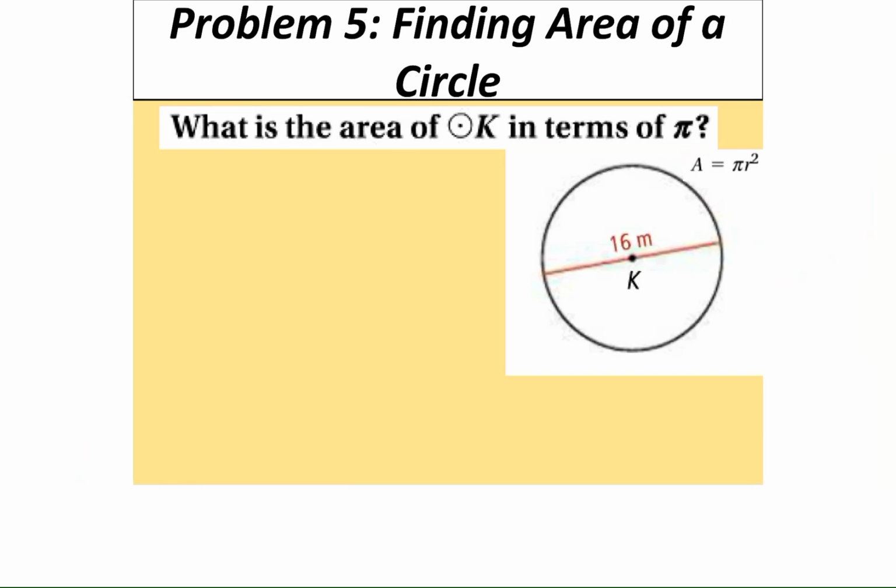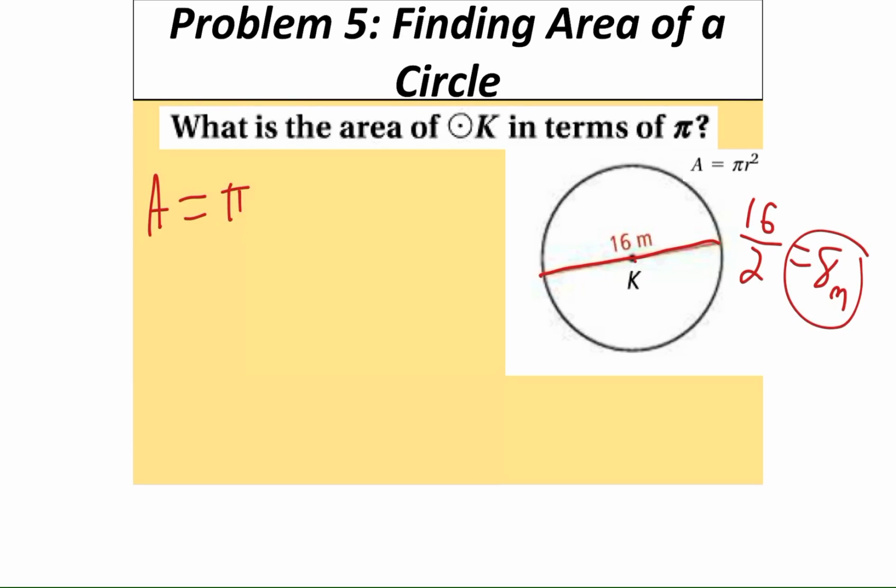One more problem. We're going to find the area of this circle. Since we're finding the area, we need to use the formula pi times the radius squared. But we were not given the radius of this circle. We were given the diameter. So we have to divide by 2 to find the radius. So we're going to be using 8 as a radius in the formula.